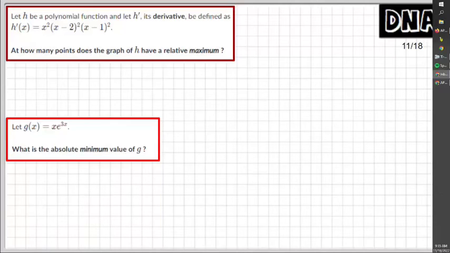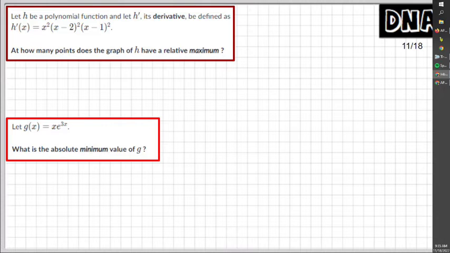Let's look at this first one. It says h is a polynomial function. Let h prime, its derivative, be defined as this. So it's given us h prime. How many points does the graph of h have a relative maximum? Remember, relative is the same as local.